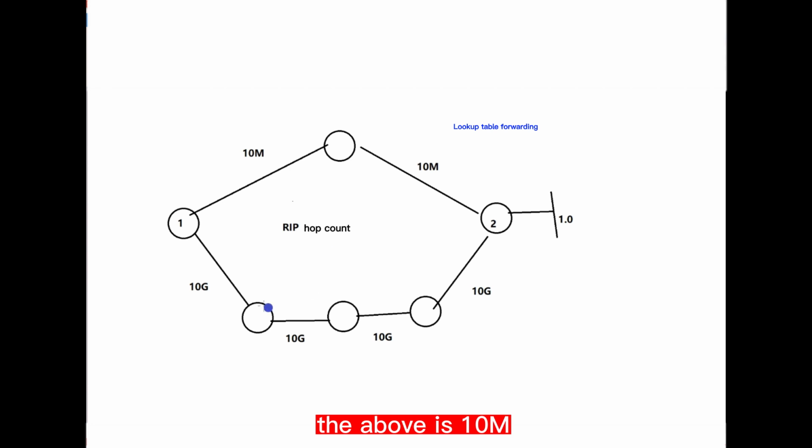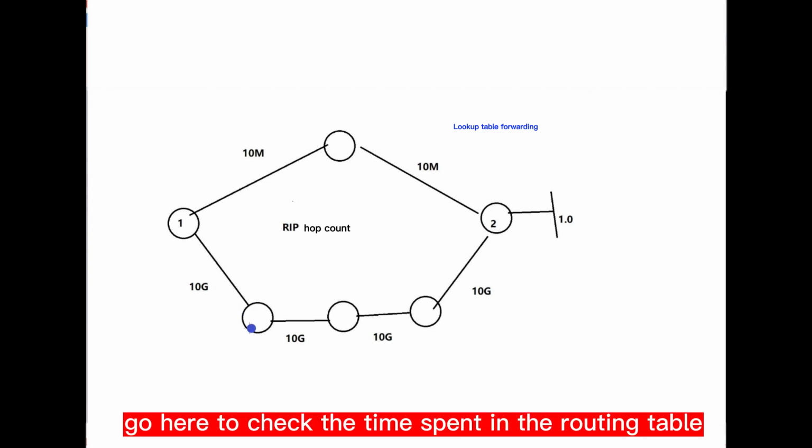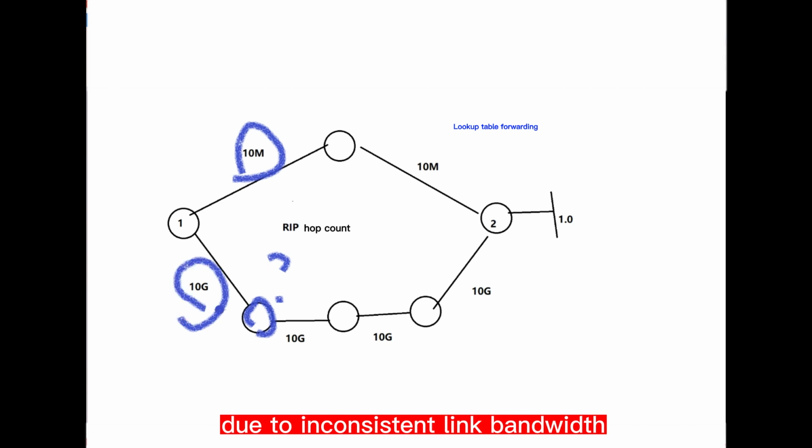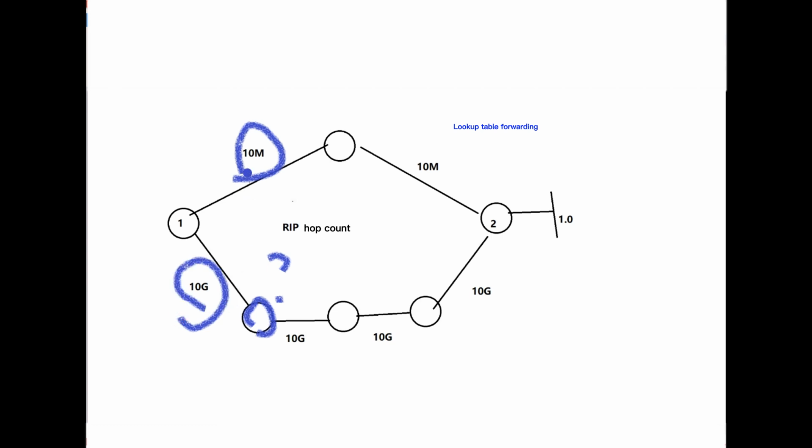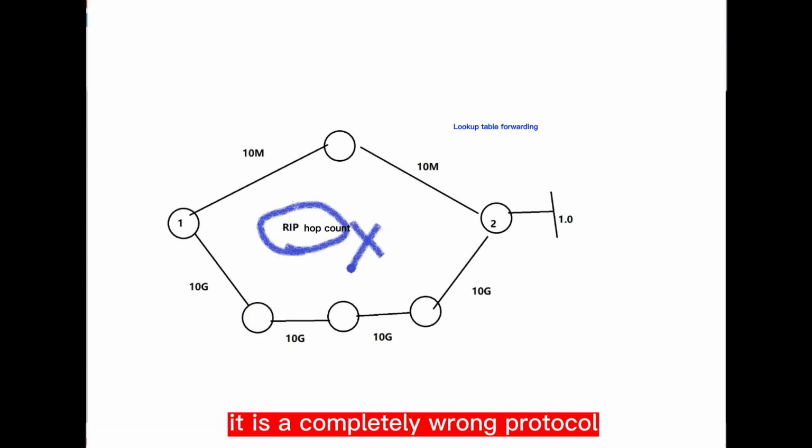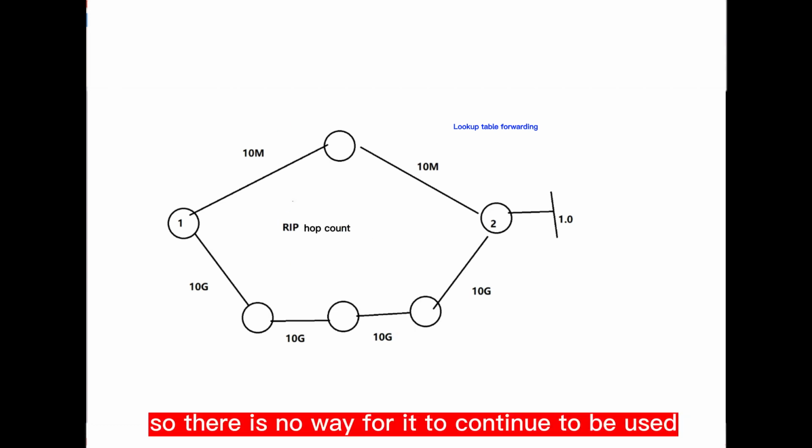The above is 10 megabytes, below is 10G, one flow every time. Going here to check the routing table takes time. Due to inconsistent link bandwidth, there is an overall impact. So for RIP, it is a completely wrong protocol from the selection of the optimal path. So there is no way for it to continue to be used.